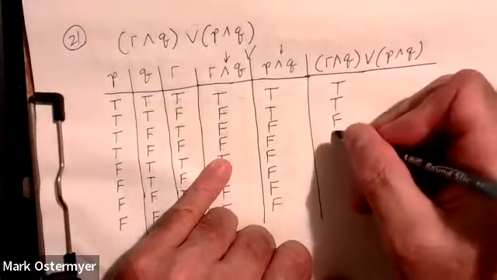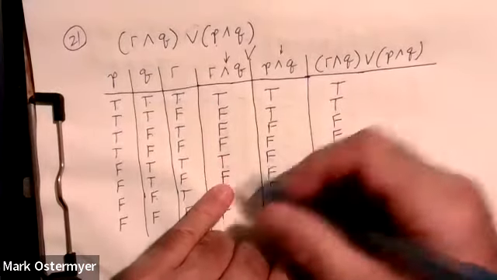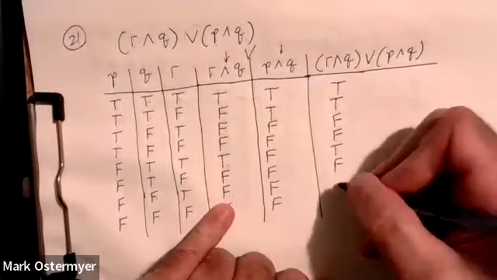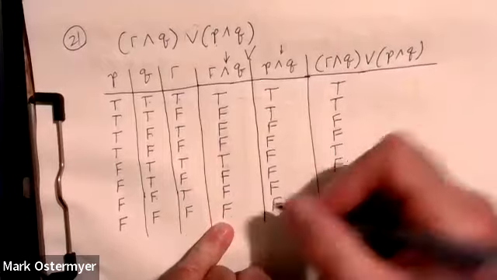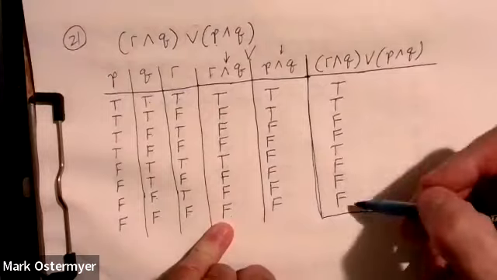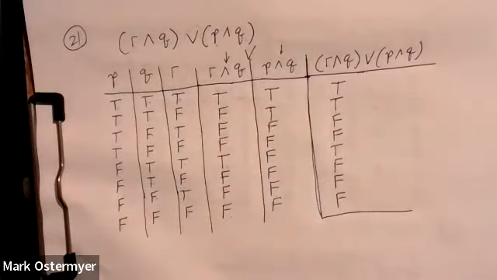False or false, false. True or false, true. False or false, false. False or false, false. False or false, false. And we're done. That's your answer. These are the truth values of the statement we're being asked to evaluate. That's number 21.